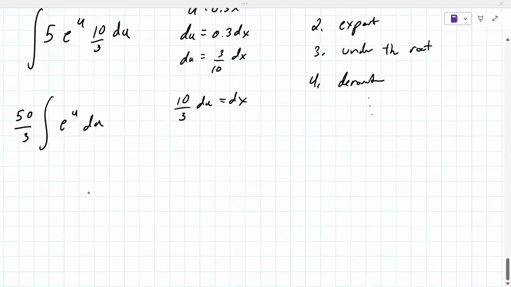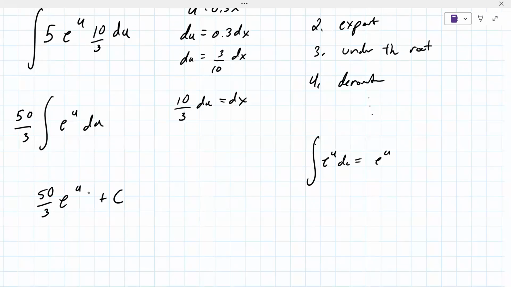Uh, e to the u. Yes, integral of e to the u du is e to the u. So it's e to the u times 50 over 3 plus c. And you have to back substitute. u is 0.3x.